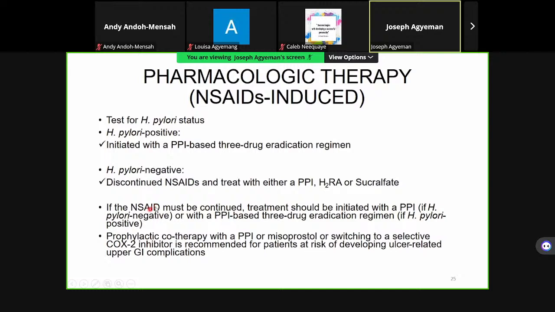So you change the NSAID, if it is the non-selective one, to the selective one, celecoxib, or reduce the dose and add a PPI to it. So that is how you do it. If it is possible to stop it, then initiate the anti-secretory agent. If it's not possible to stop, maybe the person is in pain, maybe some arthritis or something that the person needs, let's say gouty arthritis, that a person, by all means, must take NSAIDs, then you have to reduce the dose or change it to the selective COX-2 inhibitor and add a PPI.